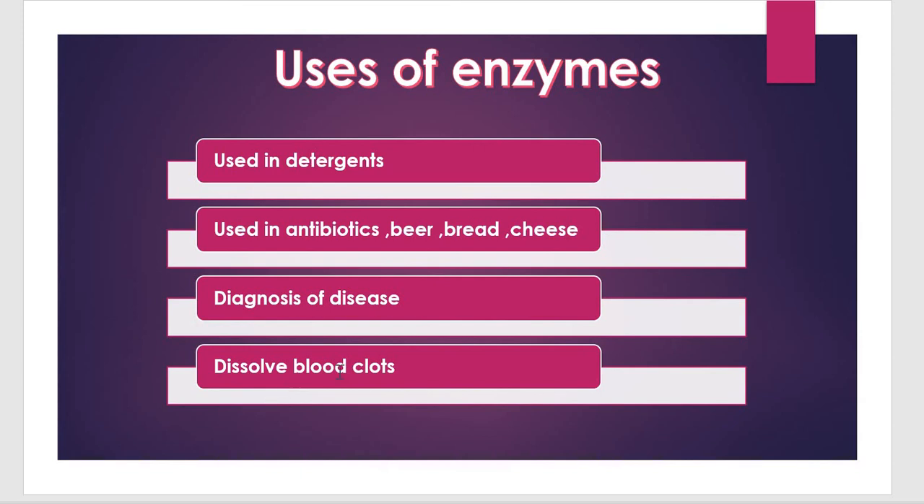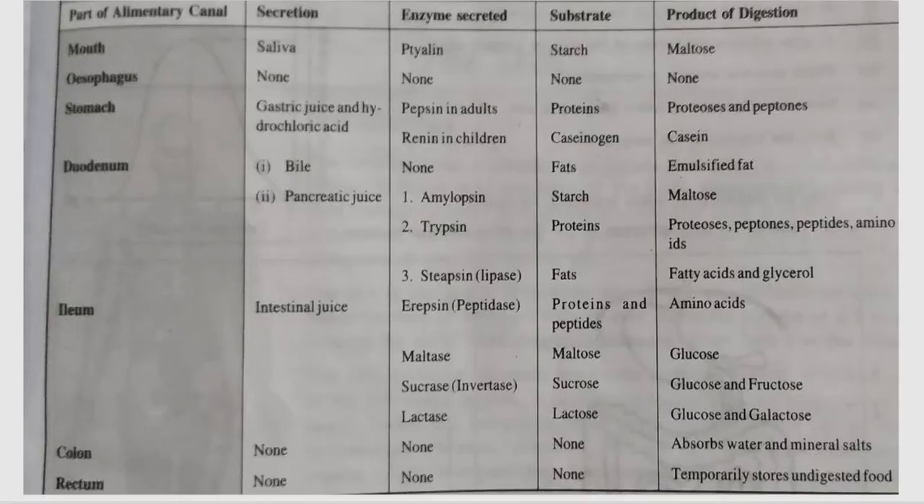Enzymes are used to dissolve blood clots. If we have internal blood clotting, कभी हम गिर जाते हैं तो आपने देखा होगा कि इंटरनली कई बार ब्लड क्लॉट कर जाता है. To dissolve that blood clot, enzymes are required. So we have seen that enzymes are very important in our metabolic activities, in our daily application.